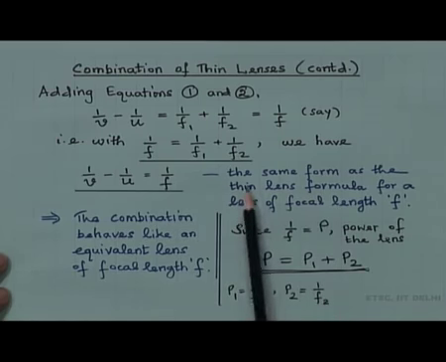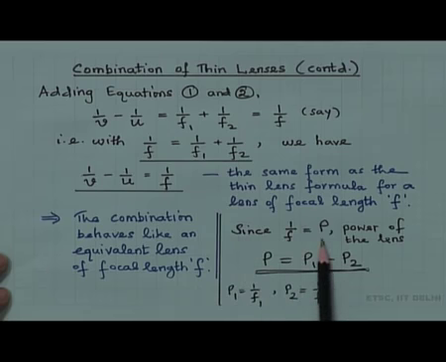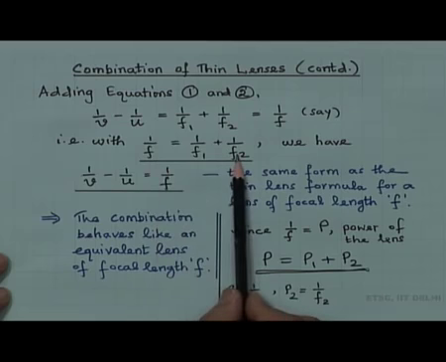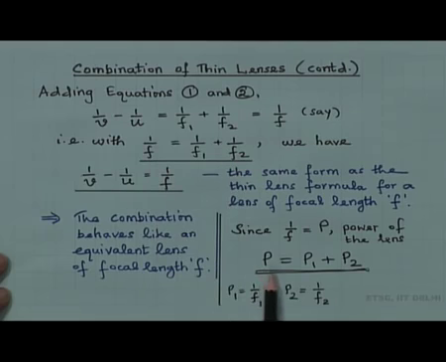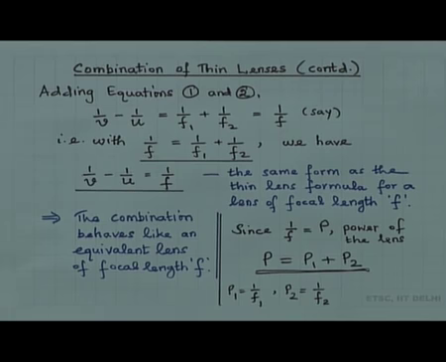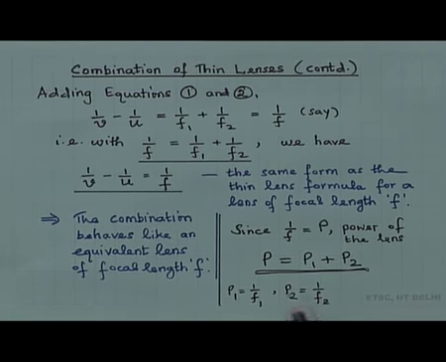So, the same form as that of a thin lens. Since 1 by F is the power P of the lens, this implies P, the power of the combination, is equal to P1 plus P2, the power of the first lens plus the power of the second lens. So, P1 is 1 by F1, P2 is 1 by F2. So the power is added here, the sum of the powers of the two lenses.